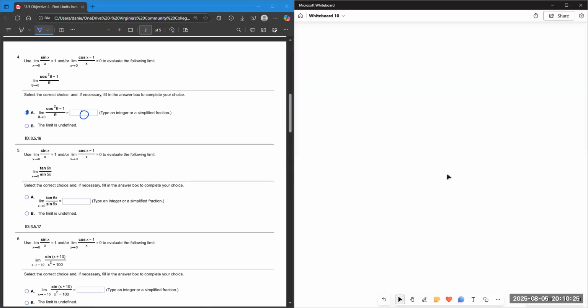I really don't need to figure out the other part as soon as I see multiplication by 0, but I will.